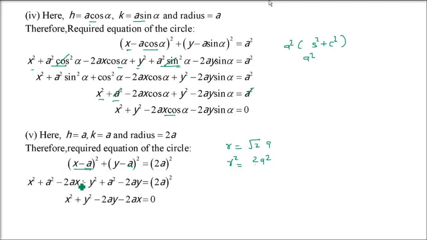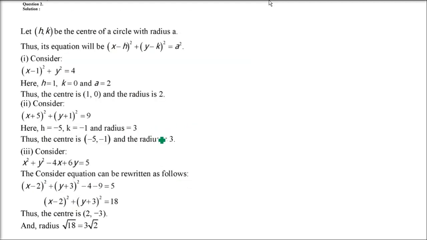So just open this. x square plus a square minus 2ax plus y square plus a square minus 2ay, and this equals root 2 a whole square. In place of that you can write 2a square. The a square plus a square is 2a square, and you can just cancel this 2a square from the left hand side and right hand side. So x square plus y square minus 2ax minus 2ay equals 0 is the equation of the circle.